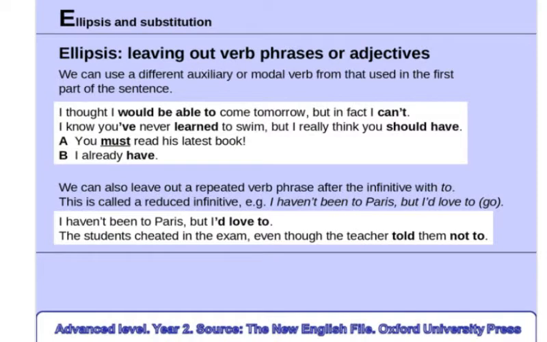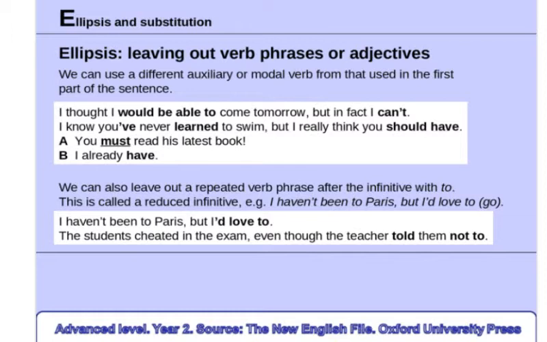We can use a different auxiliary or modal verb from that used in the first part of the sentence. I thought I would be able to come tomorrow, but in fact I can't. I know you have never learned to swim, but I really think you should have. A: You must read his latest book. B: I already have.